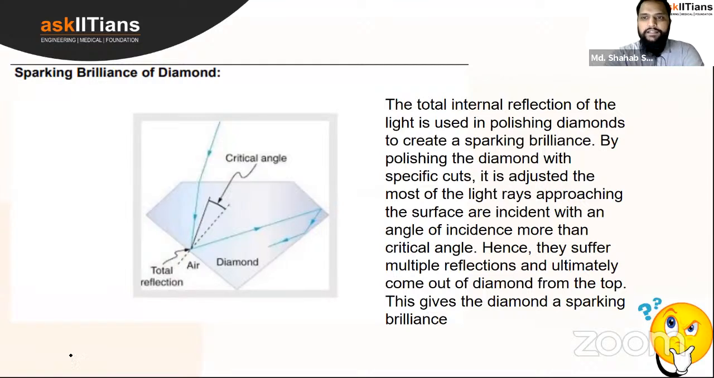So this question is from this year's sample paper 2021. Okay. Now you can see here, it's a diamond. The heading is sparkling brilliance of diamond.